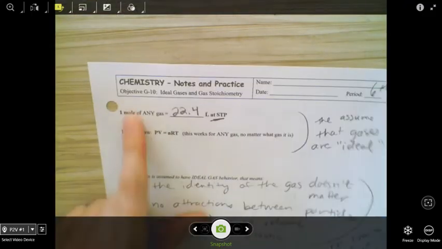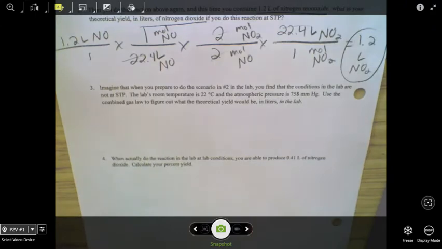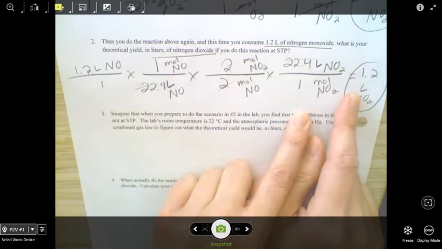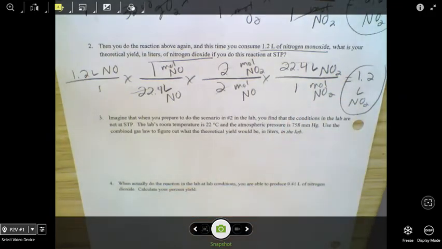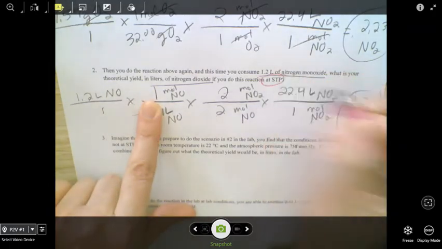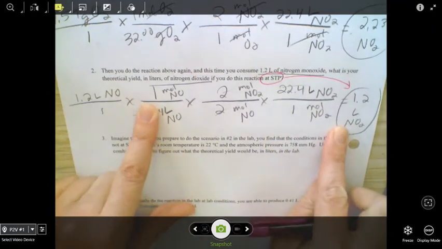So this is the back of G10. We're just going to finish G10 real quick and then we'll do G11. So what we had done in number 2 was we had done stoichiometry to find the theoretical yield of NO2. But one thing I want to emphasize is whenever you use this 22.4 liters per mole, that's only true at STP. That is at STP.